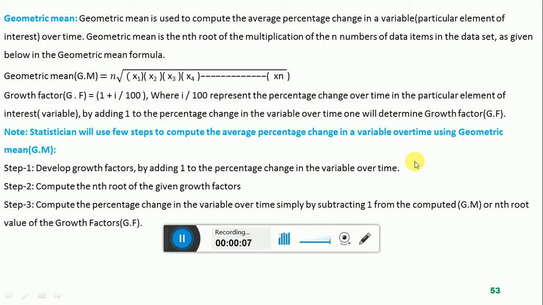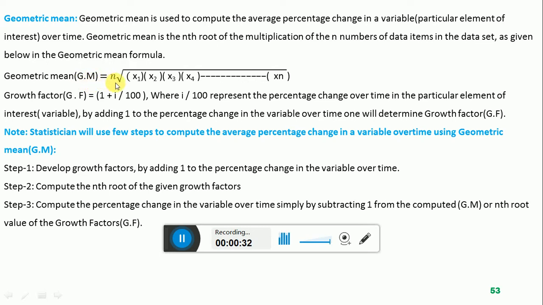Today we will discuss another descriptive statistical tool, geometric mean. Geometric mean is usually used to compute the average percentage change in a particular variable over time. And geometric mean is simply the nth root of the multiplication of the n number of data items in the data set, which is given in this formulation.